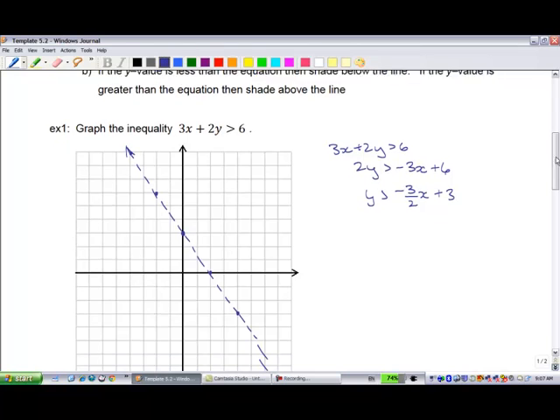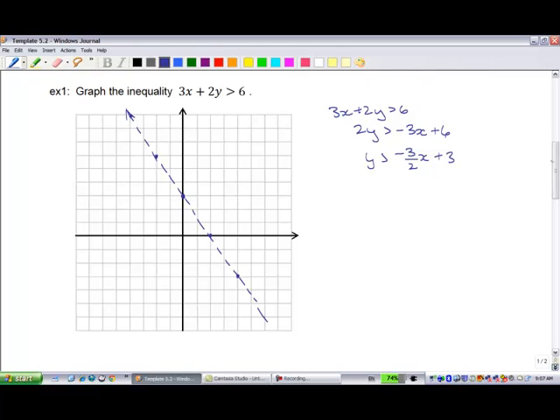Let me try and get my whole graph in here. There's a point, and put some arrows in there. So there's the equation itself, there's the line itself. Now we want to figure out which region satisfies this.